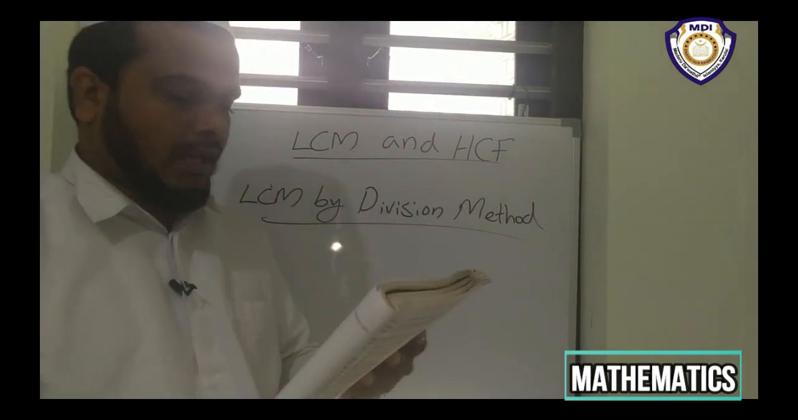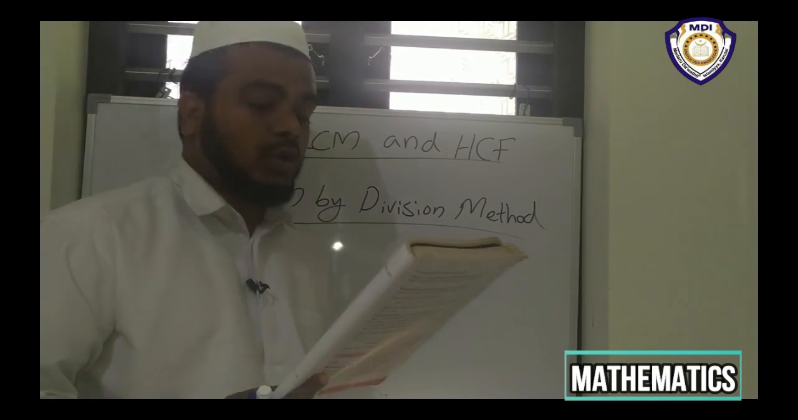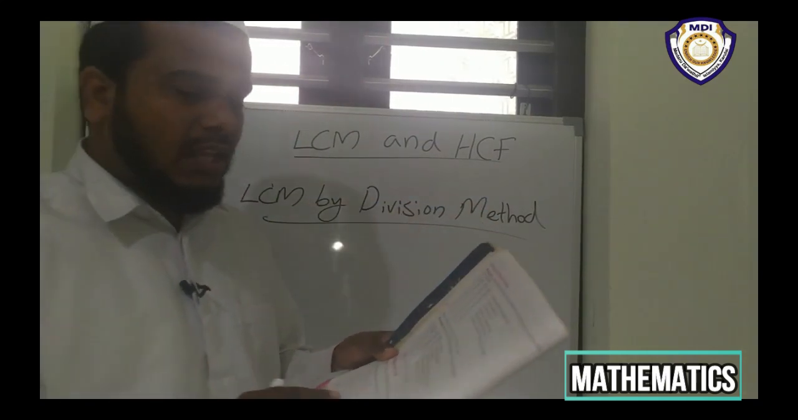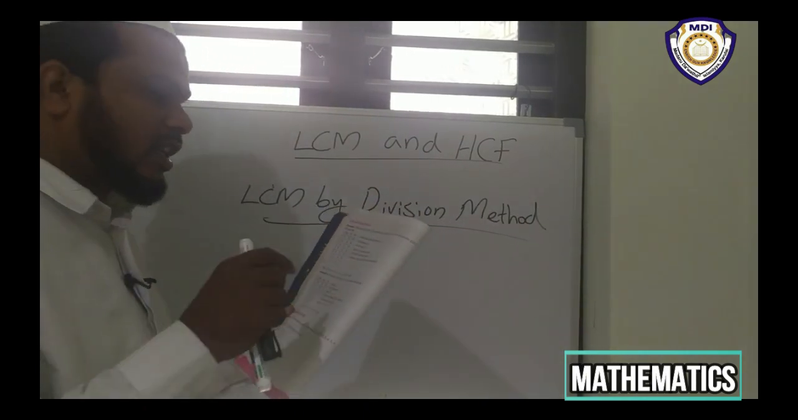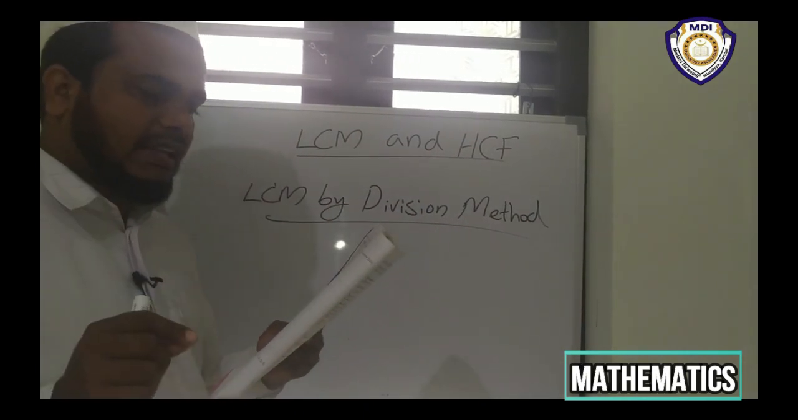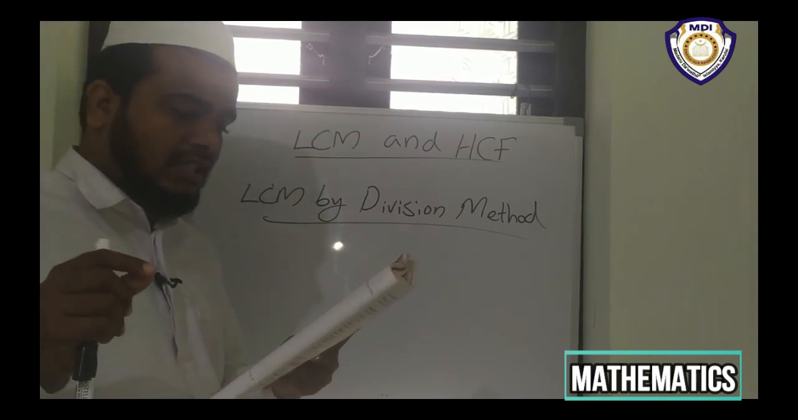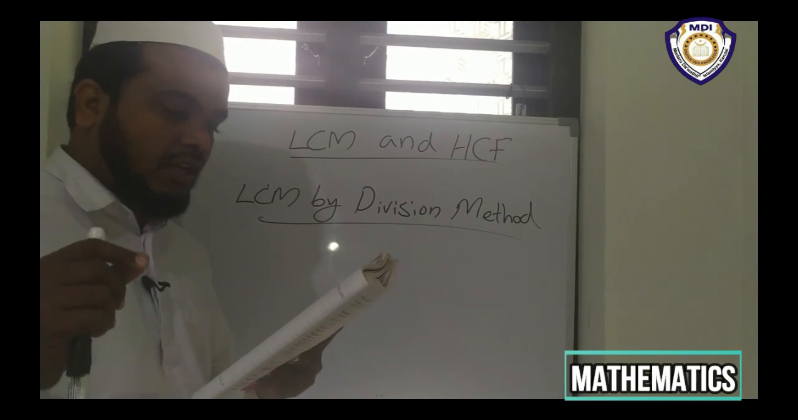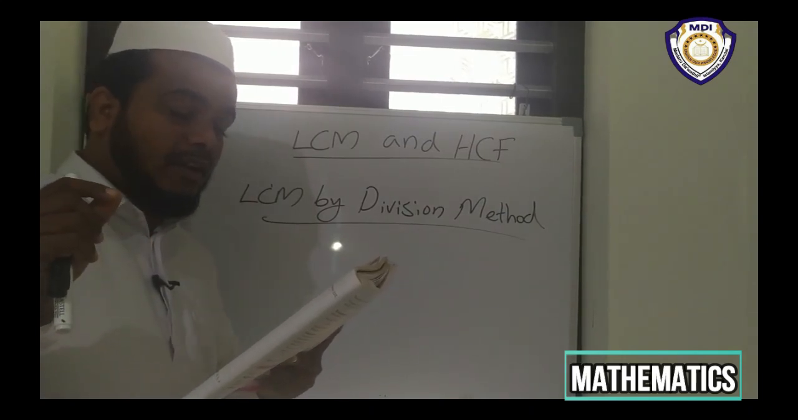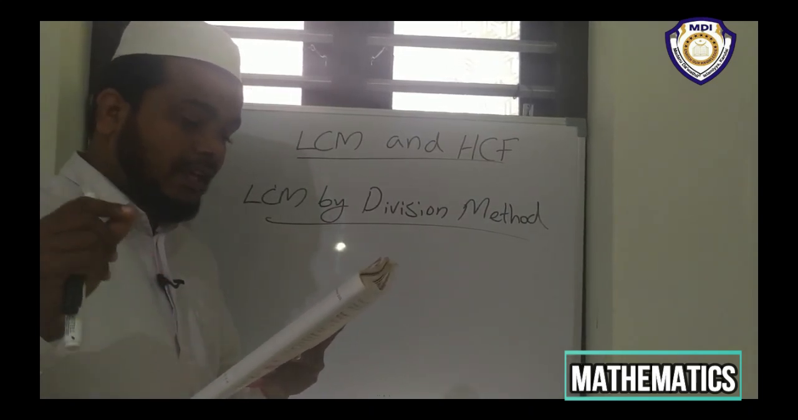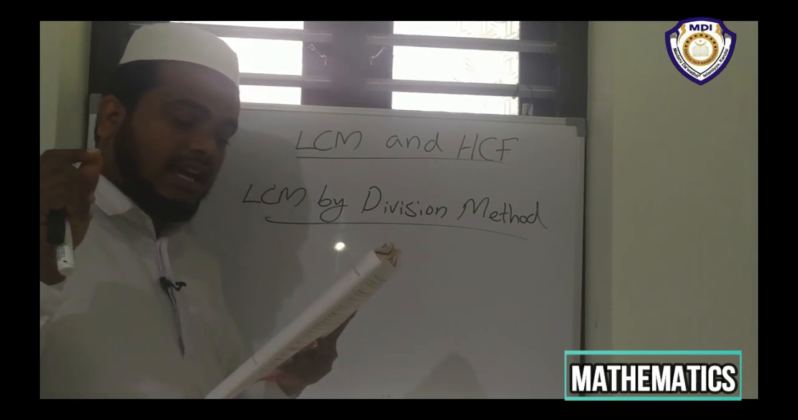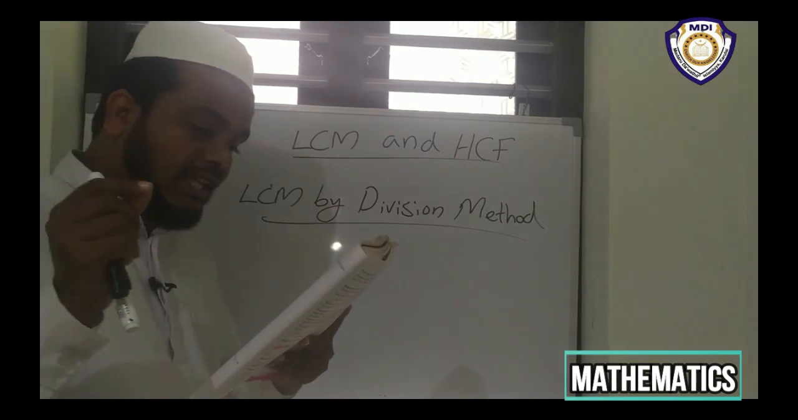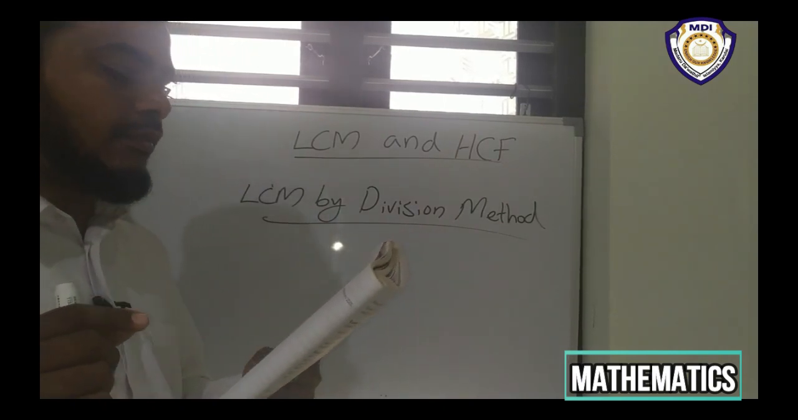Then there are examples 1 and 2. You just write down in your notebook. It is very simple. First question: 225, 375, 600. First divide with 5. 225 has 45 fives, 375 has 75, and 600 has 120.